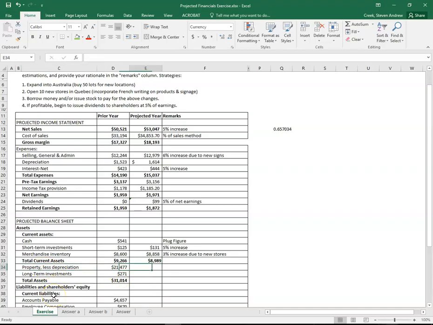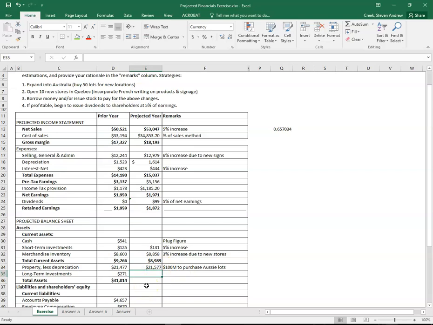Next is property, and certainly that's going to be going up, right, because we have some Australian lots. Let's say that costs us $100 million. Purchase Aussie lots. So this number then will need to go up by 100 million. $21,577. Long-term investments, that may go up a bit again.